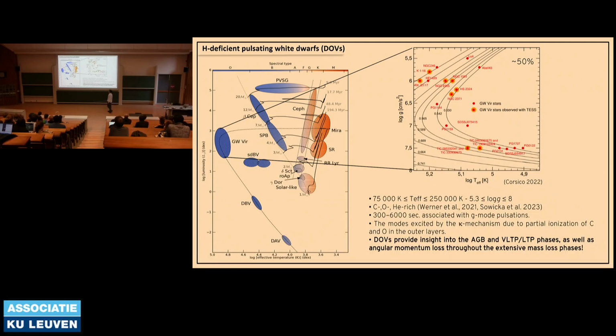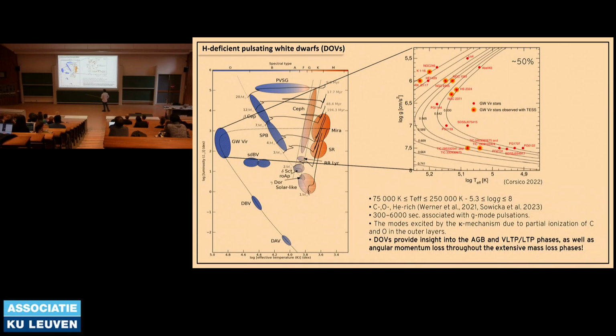Now DOVs, these are the hottest pulsating white dwarfs. Here is the effective temperature range, 75,000 to 250,000 Kelvin. This is one of the most complicated regions in the HR diagram. But these stars are quite important because they are the fresh product after the asymptotic giant branch phases. If you probe the interiors of these stars, you can get an idea what happened in the previous stages, which are the least known stellar evolutionary stages, in the asymptotic giant branch phases.